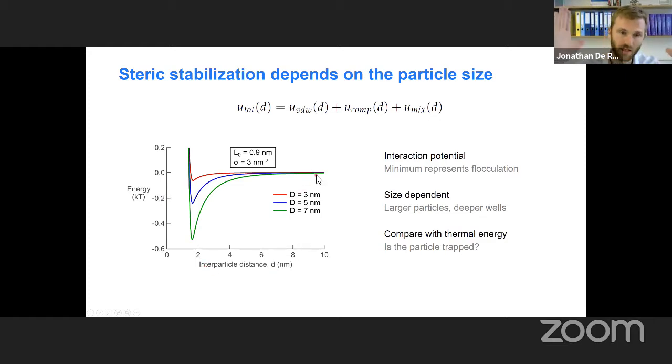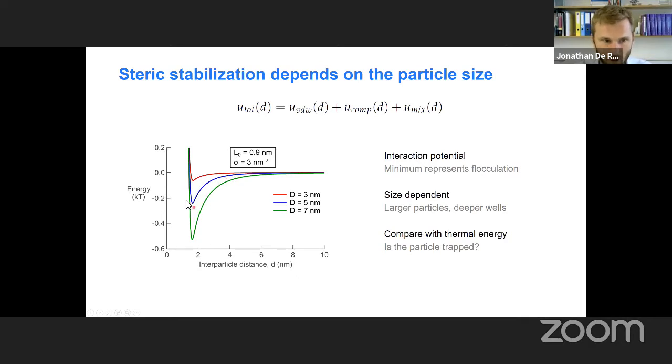And then if you see that nanocrystals come closer and closer together, so the interparticle distance decreases, then we start to see a minimum here. And the extent of that minimum, so the depth of that potential well, depends on the size of the nanocrystals. Here we have a 3 nanometer nanocrystal with a ligand that's about 1 nanometer in length and a ligand density of about 3 ligands per square nanometer. It has a very shallow potential well. And so with thermal energy, you can easily escape from that potential well.